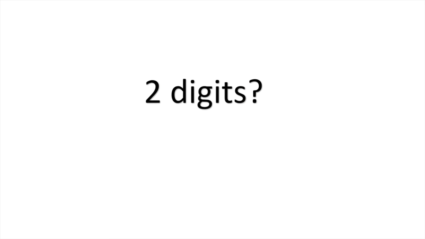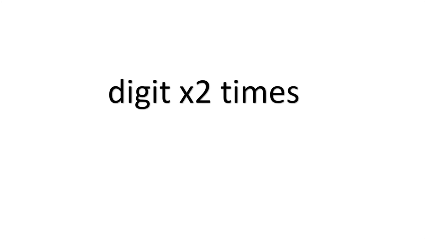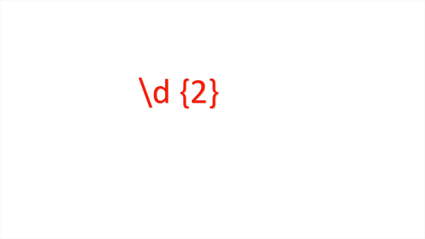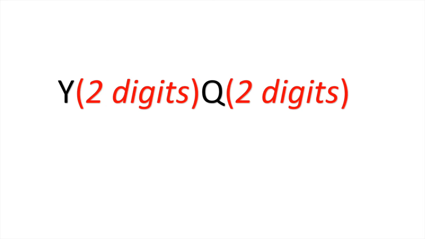Now my next problem is what's the syntax to say 2 digits? Well, you have to say it differently. You have to say digit 2 times. And the syntax for digit is \d. The syntax for 2 times is 2 in curly brackets. The syntax is a little weird, but once you know how to do it, it's not that complex.